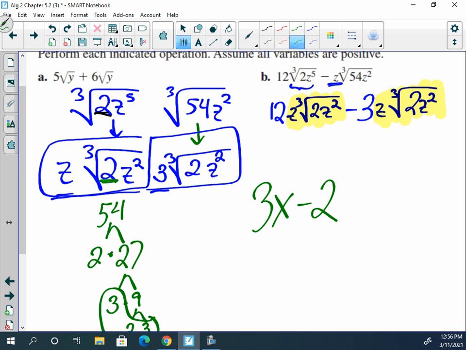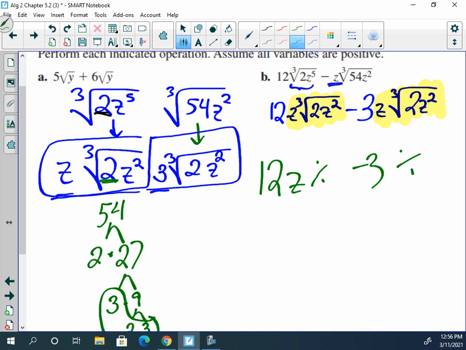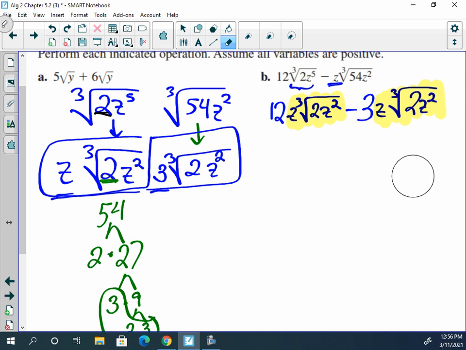So if this had just been 12z minus 3 with everything else, we couldn't combine them because 12z and 3 are not like terms. We needed the z. The z is included in this expression. So 12z times the cubed root of 2z squared minus 3 times the cubed root of 2z squared. What do we get from this here?